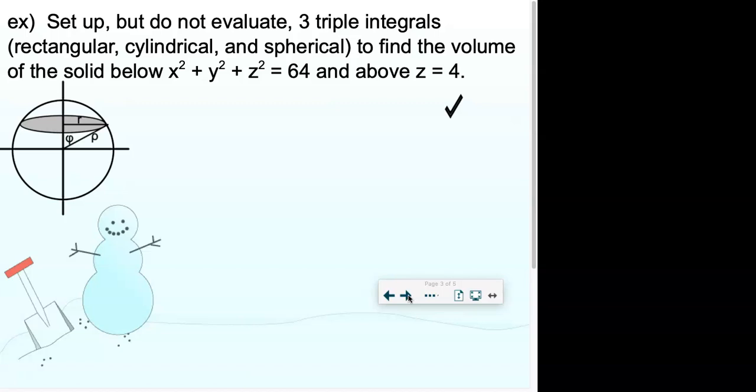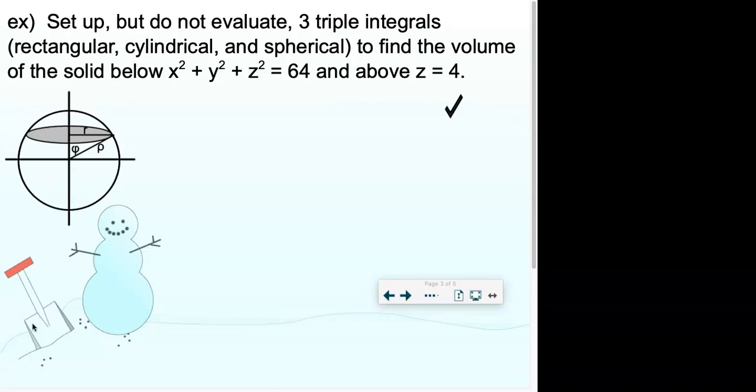Okay? All right. So your first job on paper, and you can talk to each other if you need to, is to see if you can figure out how to find this volume using rectangular coordinates, x's, y's, and z's. All right? X's, y's, and z's.